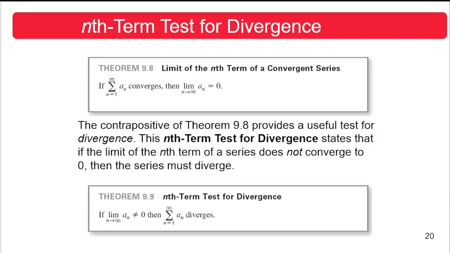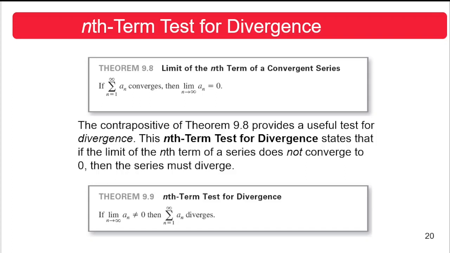According to Theorem 9.8, which is entitled Limit of the n-term of a Convergent Series, it says that if the series summation of a sub n, where n is from 1 to infinity, converges, then the limit of a sub n is equal to 0 as n approaches infinity.